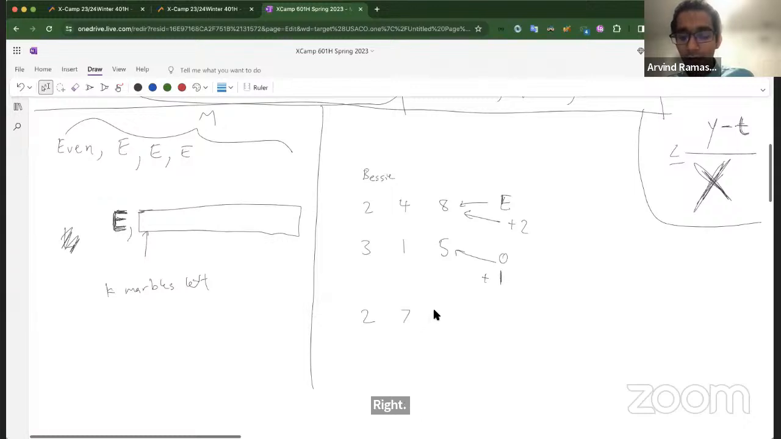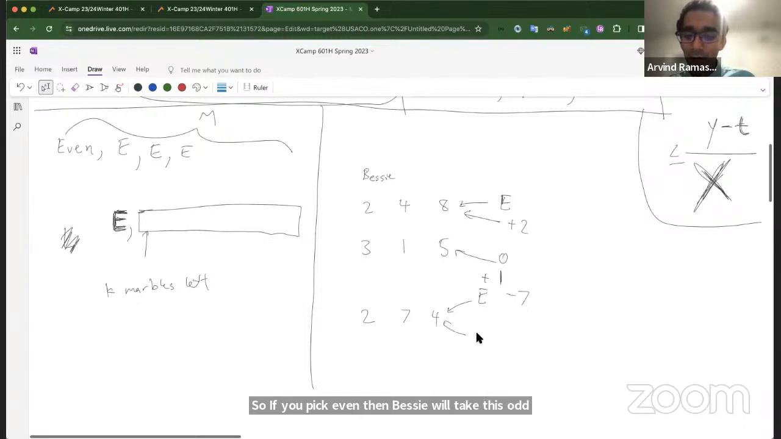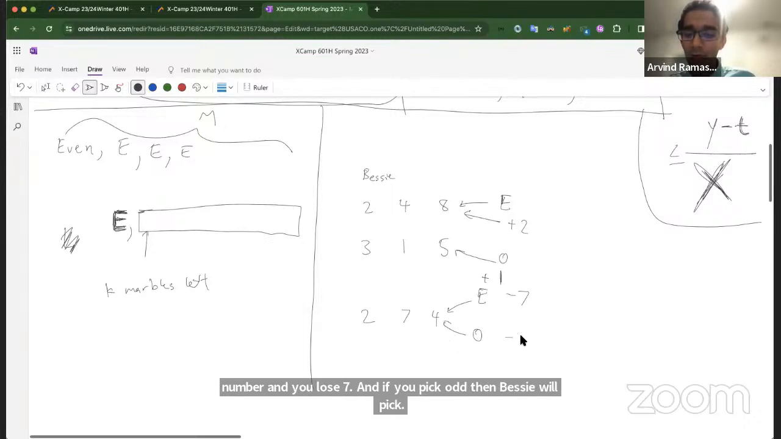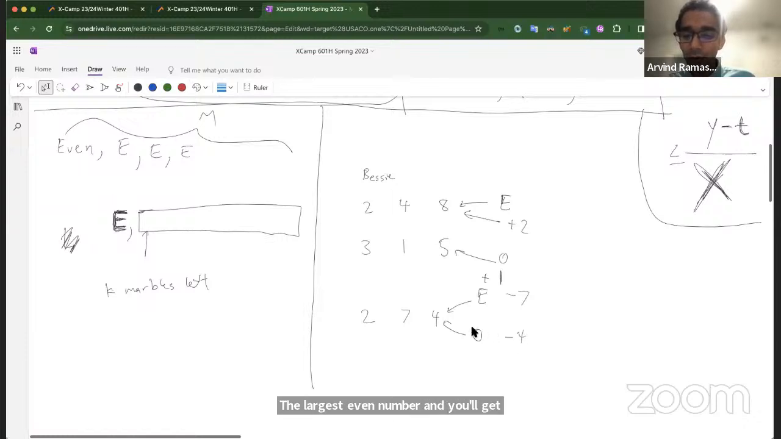7 and then 4. So if you pick even, then Bessie will pick this odd number and you lose 7. And if you pick odd, then Bessie will pick the largest even number and you'll get -4. So it's optimal to pick odd.